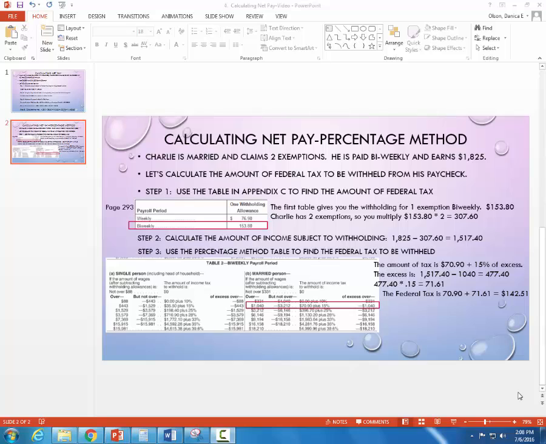The first thing we look at is the bi-weekly payroll period for a married person. When we look at Charlie, his income that is subject to be withheld is $1,517.40. Therefore, he falls between the $1,040 and the $3,212 category. When we look at the table, we say that the amount of income tax to be withheld is $70.90 plus 15% of his excess over $1,040.